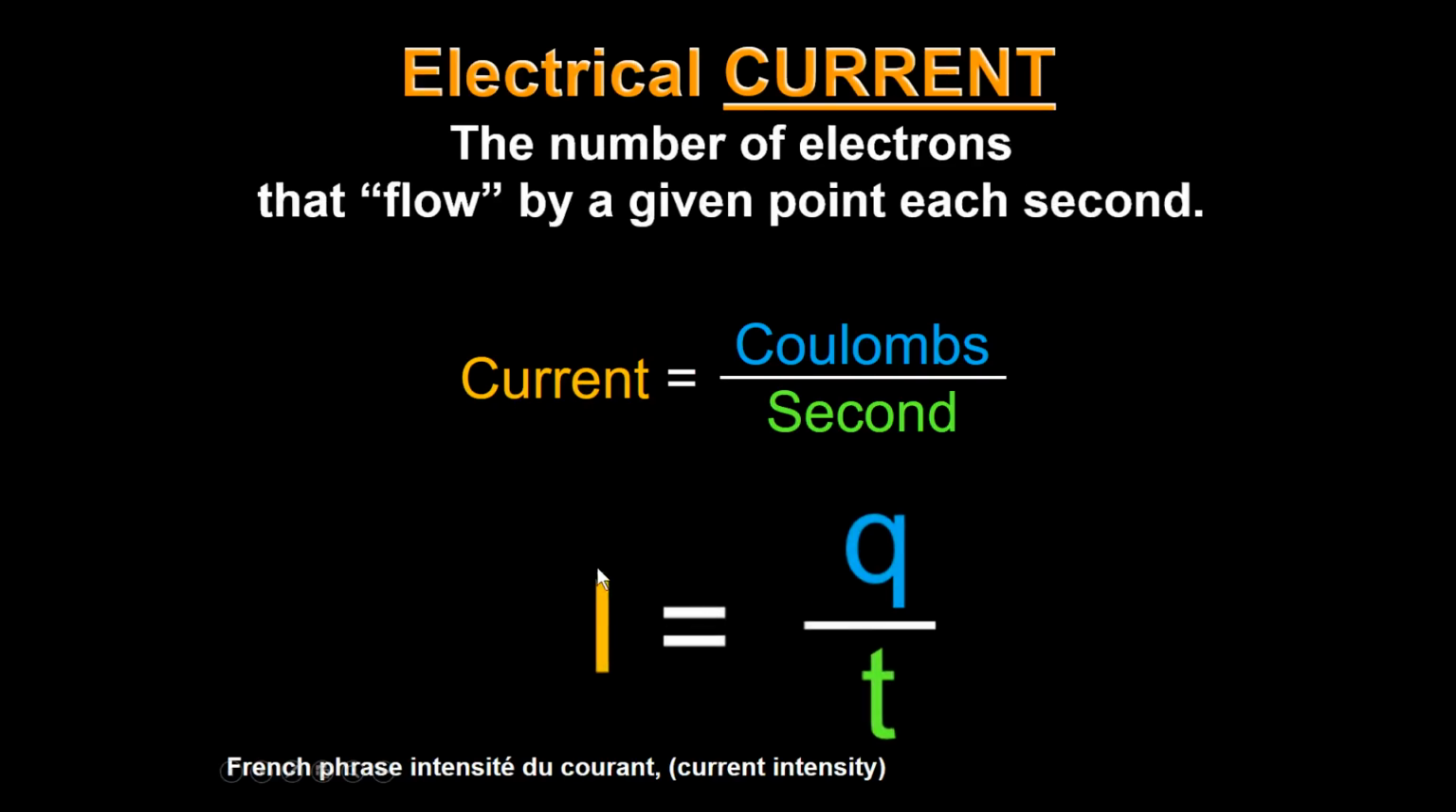We use I for current, and students tend not to like that. It doesn't seem to make sense to them, but it is based upon the phrase intensité de courant. I think it's something very similar to that. It's a French phrase, which means the current intensity. So we're talking about the intensity of the current. So I for current, Q is for charge, but it was a quantity of charge, and T, well, that stands for time. And that students tend to like.